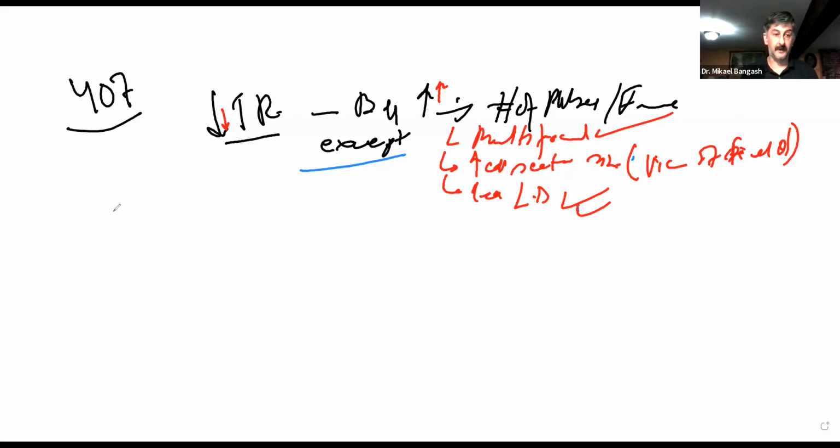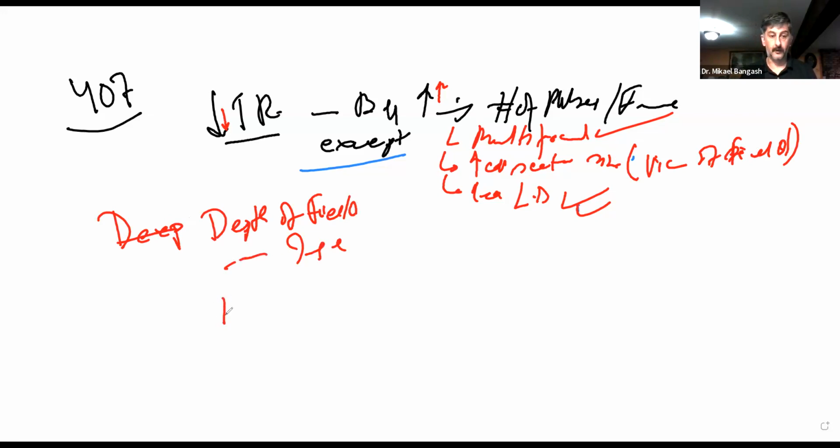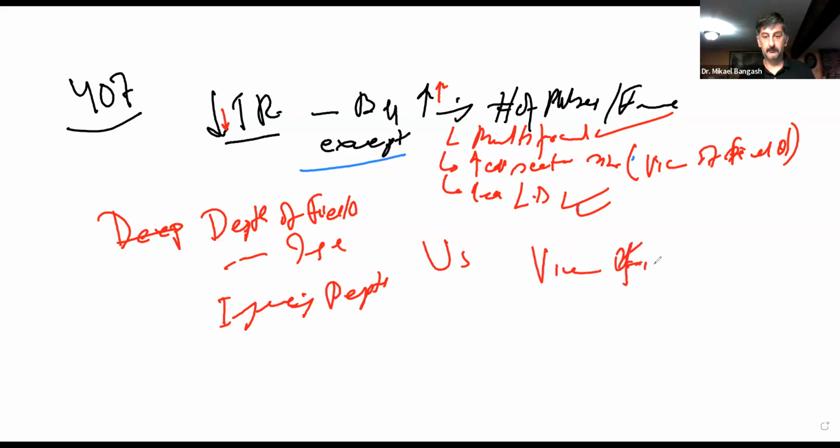Clear? Please make sure that you understand it. We can say depth of field, or depth of image, or what we can call imaging depth, versus view of field, or view of image.